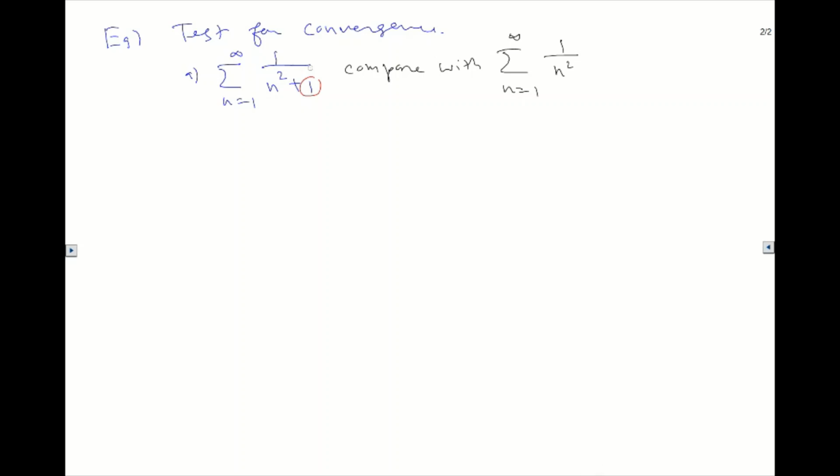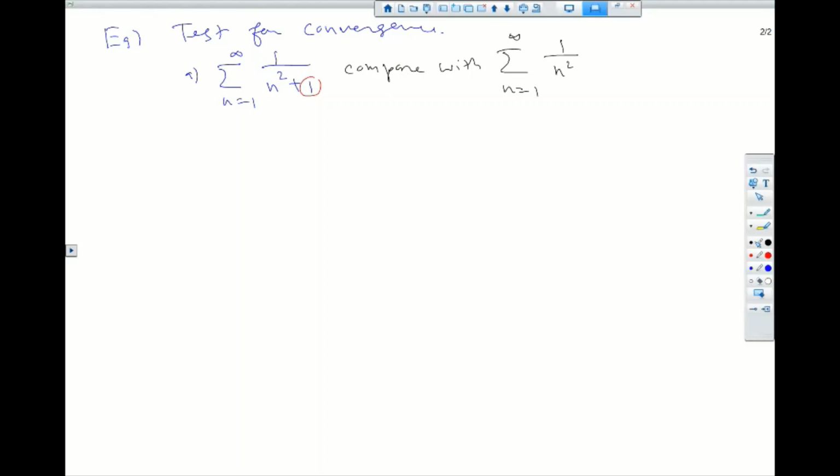But what do you know about the second series? That's a p series, p equals 2, so it's going to converge because p is greater than 1. So that's a convergent series. The only thing you need to prove is that the corresponding terms are smaller. The n terms are comparable. Let's finish the rest of the argument. You can see it's a very simple problem.